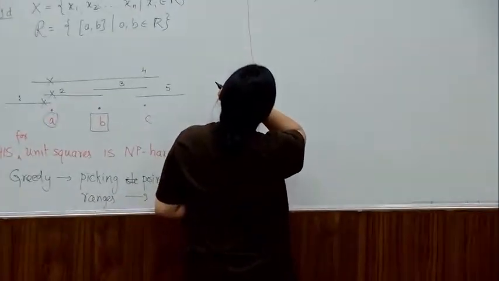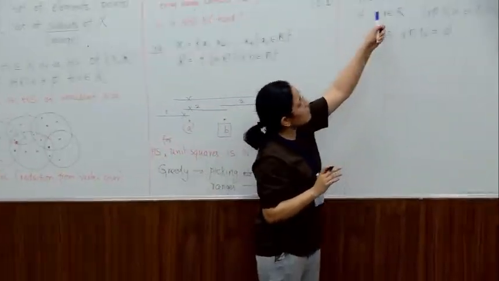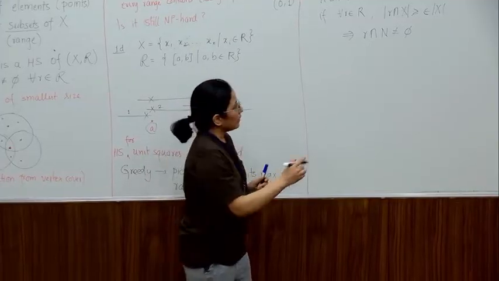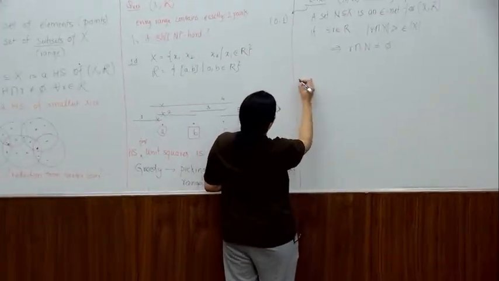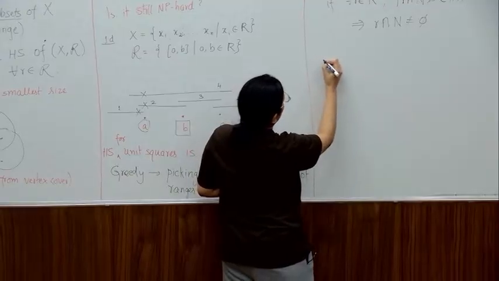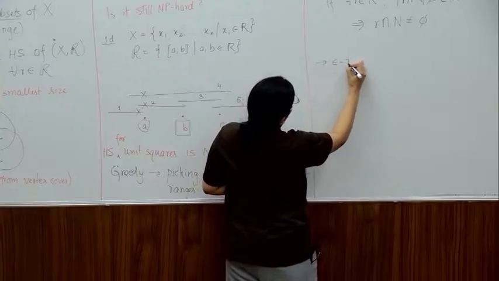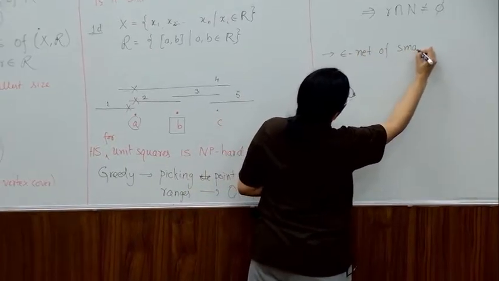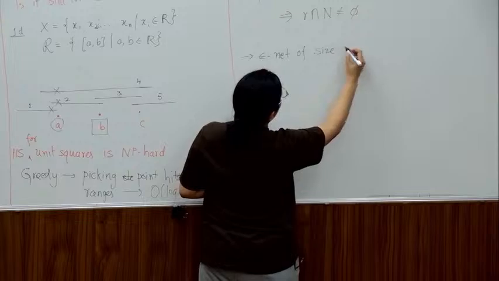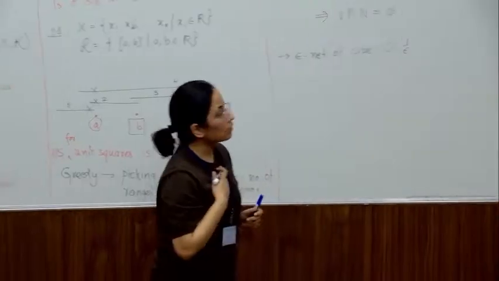In the construction of epsilon nets, we also want the size of the epsilon net to be constant. It should not depend on the input size. Right? So one can design epsilon nets. There is a beautiful theorem which we will see later, which guarantees an epsilon net of constant size, that depends only on R intersection X.